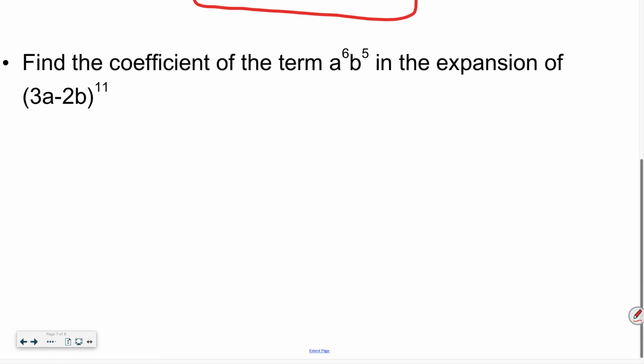Find the coefficient of the term a to the 6th, b to the 5th, in the expansion 3a minus 2b to the 11th. Just write it down. Don't think about it yet. Just write it down.